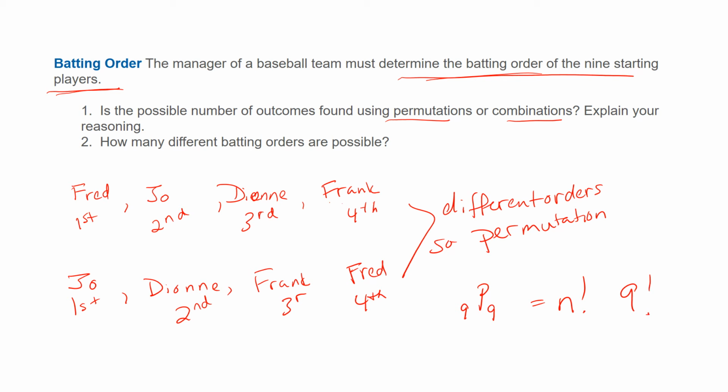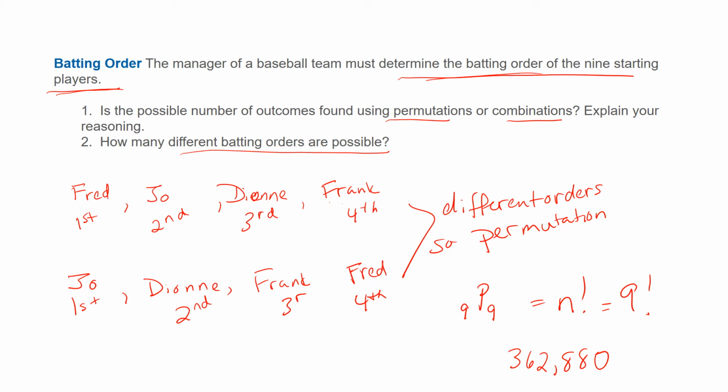And these factorials, which in this case would be 9 factorial, get large very, very quickly. And that's one reason that you might want to use a calculator in calculating these. 9 factorial is 362,880. That's a lot of different batting orders that you can have. And that's how many you can have.